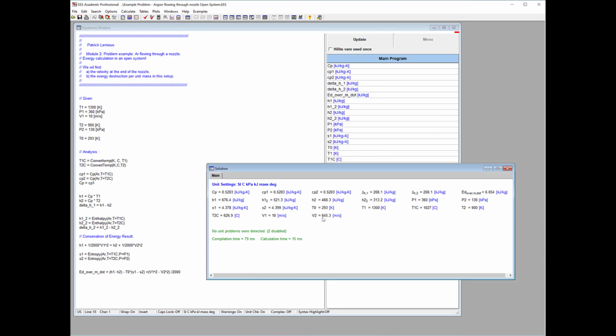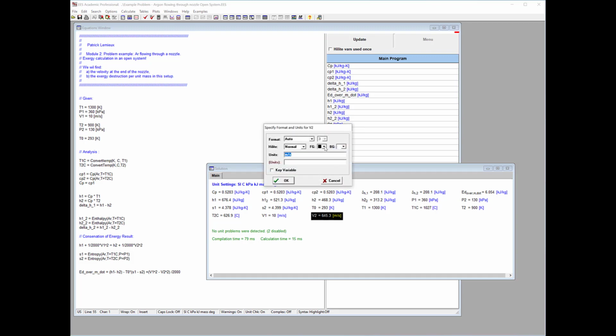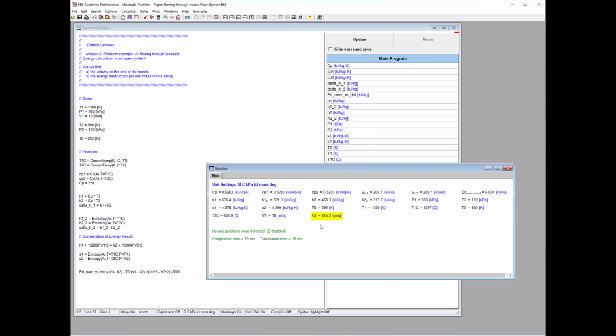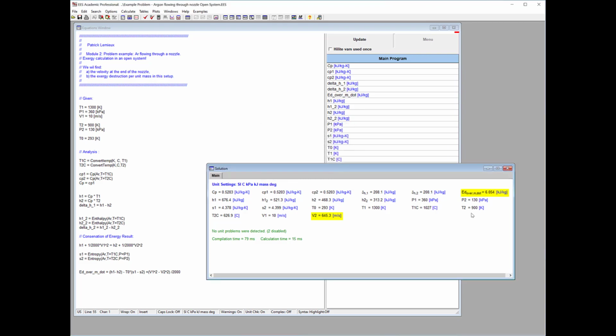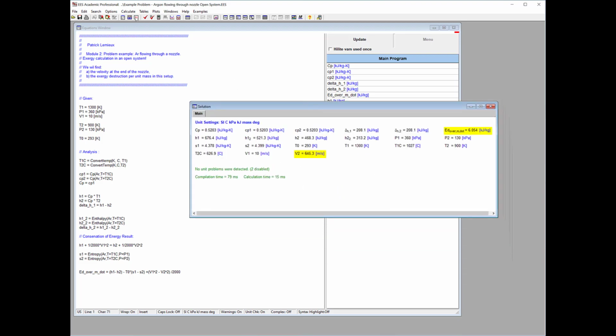Okay, to recap, the velocity at 2 is 645. That was part A of the problem, and the exergy destruction term is 6.05 kilojoules per kilogram. Voila, problem solved. Hope you've enjoyed this overview of EES in solving a thermodynamic problem. A little lengthy, but I think it was worth the explanation.